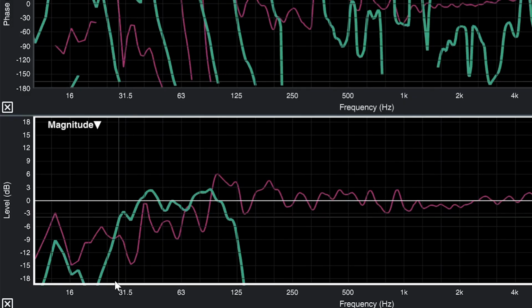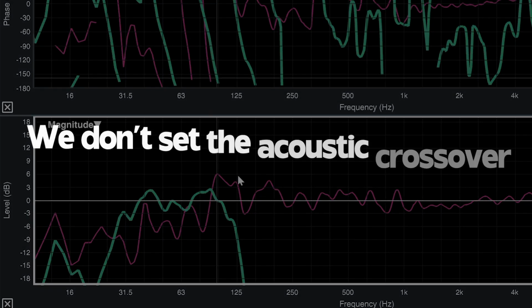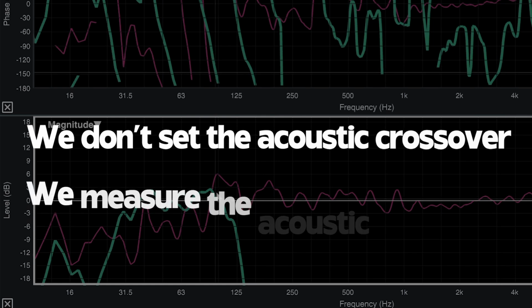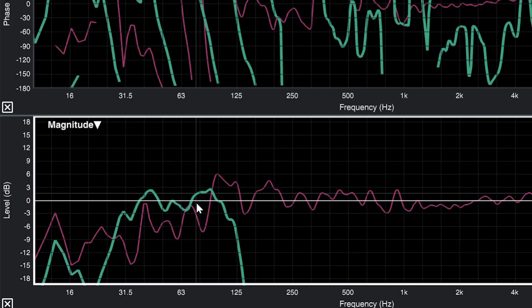If there's one thing I want you to take away from the acoustic crossover section of this, it's that we don't set the acoustic crossover. We measure the acoustic crossover. We can set our electronic crossover, that is how we filter the signals, but the result of that, the acoustic crossover, is something that we need to measure with a microphone. I'll leave a link to a video that shows you how to do that.